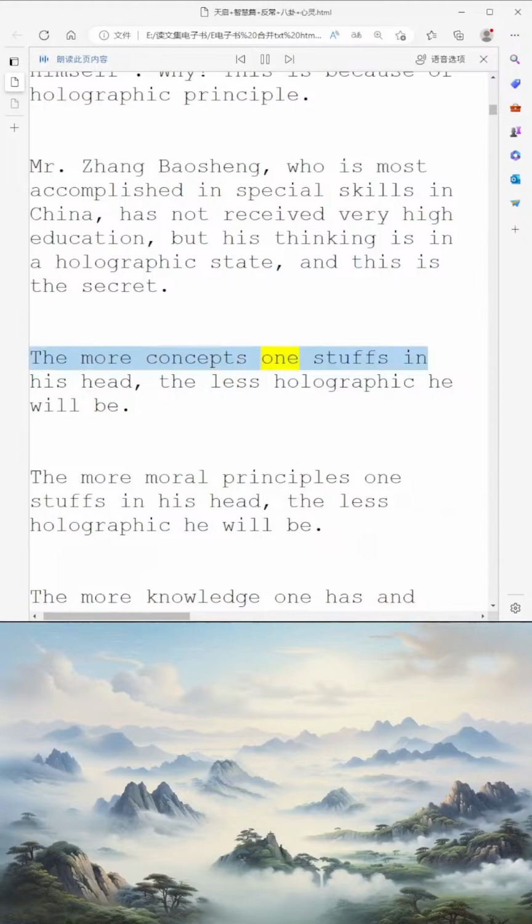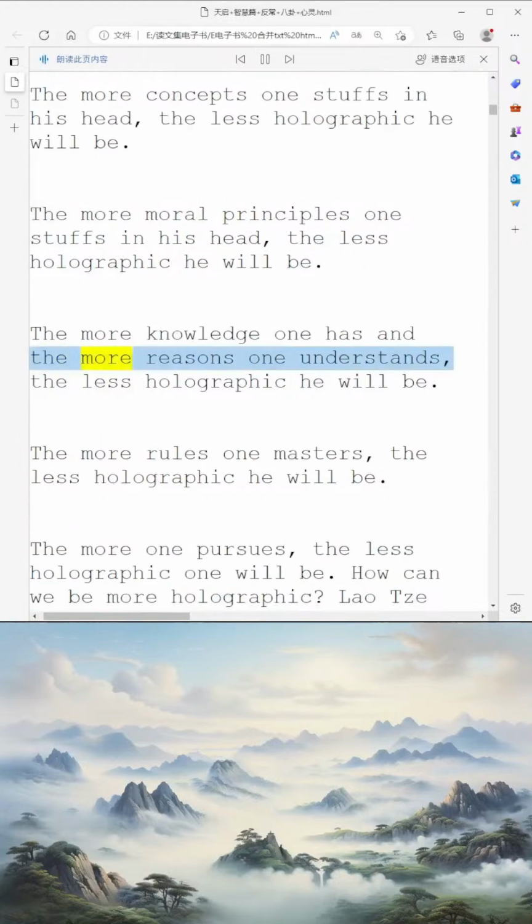The more concepts one stuffs in his head, the less holographic he will be. The more moral principles one stuffs in his head, the less holographic he will be. The more knowledge one has and the more reasons one understands, the less holographic he will be. The more rules one masters, the less holographic he will be. The more one pursues, the less holographic one will be. How can we be more holographic?